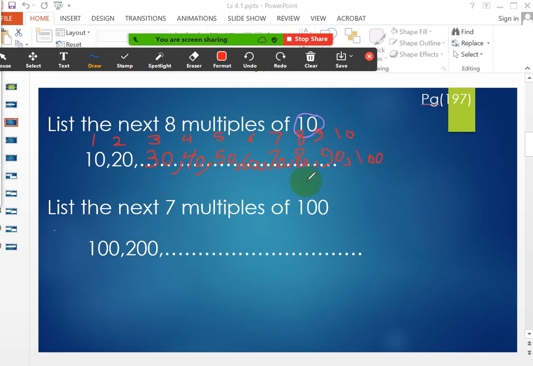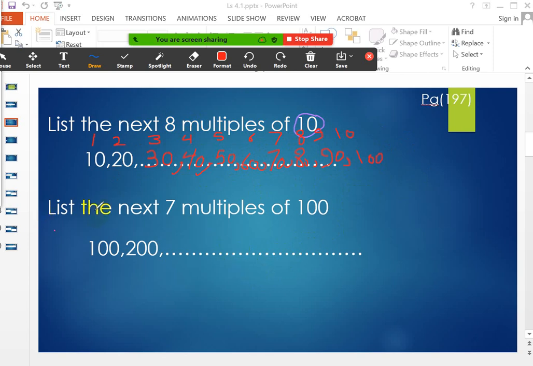So those are the multiples of 10. Very easy. So he told me just write 8 multiples of 10. Just 8. So those 8, 1, 2, 3, 4, 5, 6, 7, 8. We have to stop here.